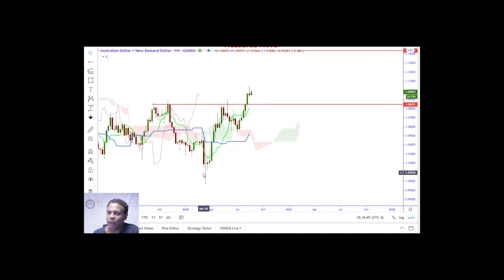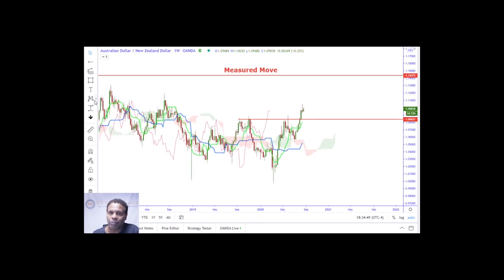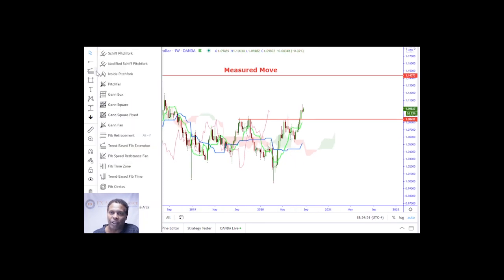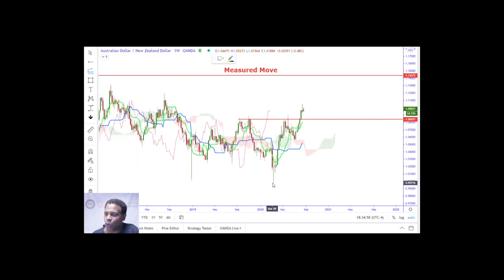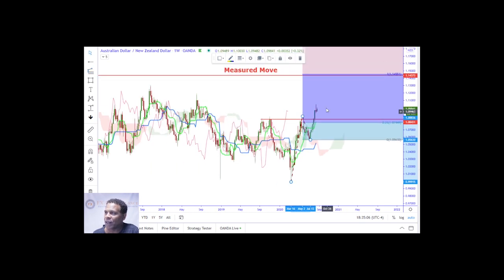When I look at the weekly, here's my measured move. What's a measured move? Everyone probably knows that, right? But in case you don't, I use this Trim-based Fib extension tool. I have levels drawn in here already. The main level is going to be the 1-to-1 ratio. See where my measured move is right here? Right there at that level. It's going to be about 1.14551.